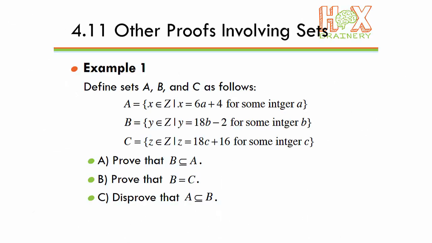Now we're going to do part B. We're going to prove that B and C, these two sets here, are actually equal to each other. This is one of those two-part proofs for the element method. You have to show that B is a subset of C and that C is a subset of B. Got to show both those things.